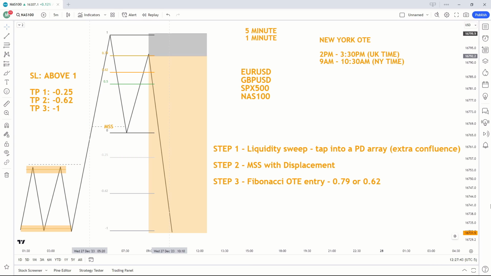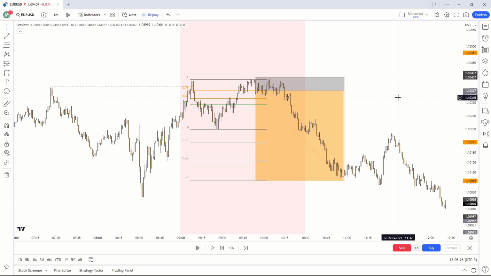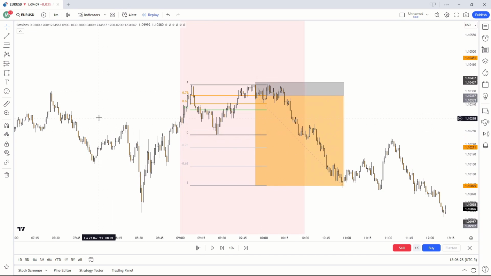Now, with all that said, I'm going to move on to the real market examples so you guys can see how I implement this strategy in the real-life market. So let's get into it. Now, I'm on TradingView. I'm going to be showing you guys a couple of examples of this strategy.